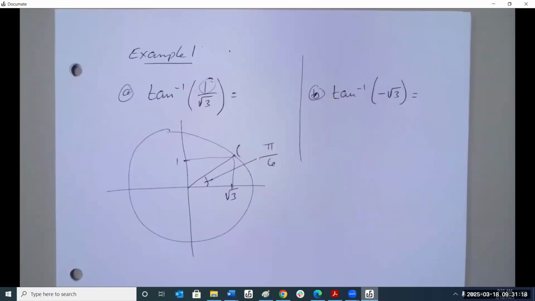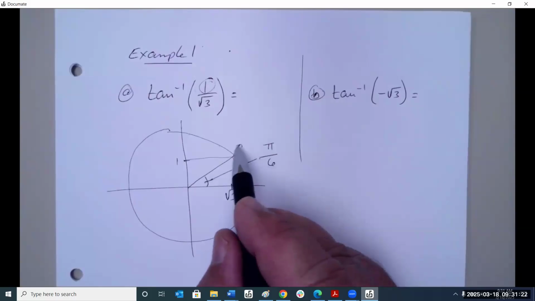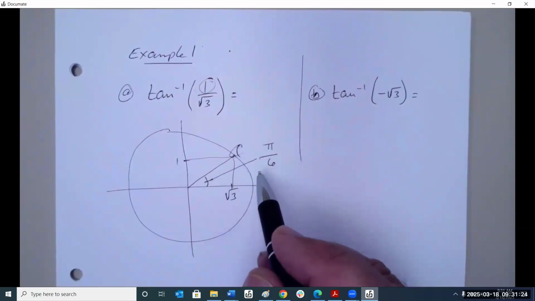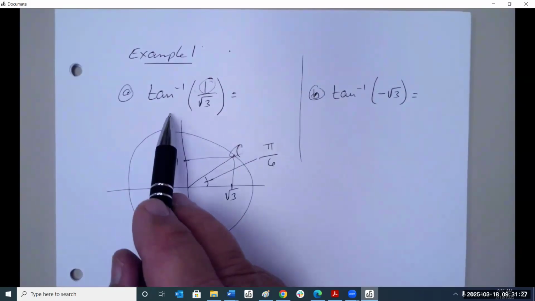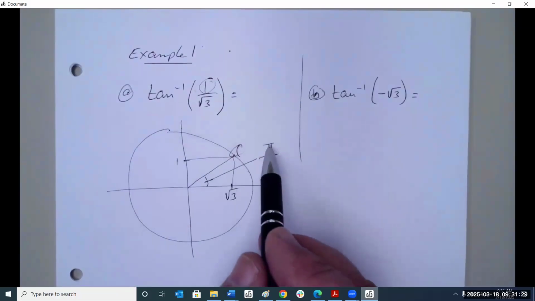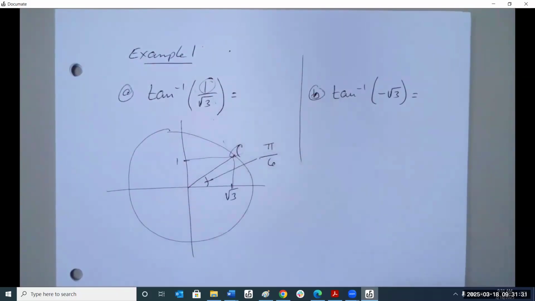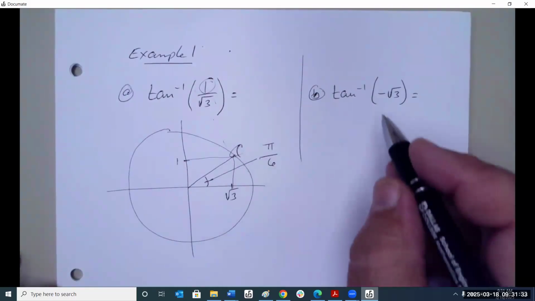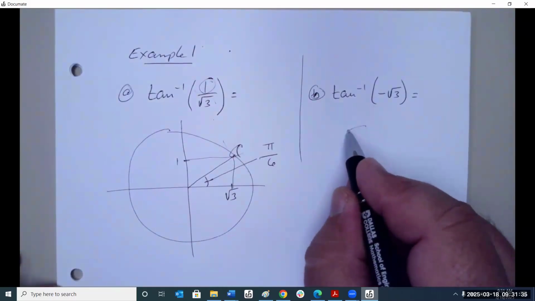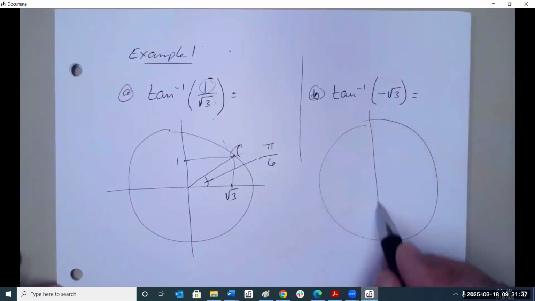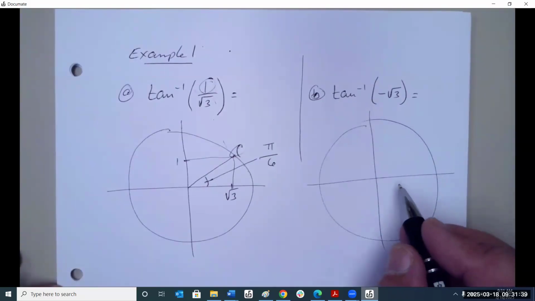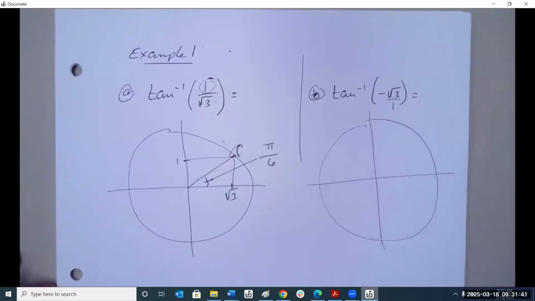The cheat sheets I gave y'all have all that stuff in there. It just breaks it down. So at pi over 6, what is the value of the tangent? What is the sine over cosine? It's 1 over radical 3. In this one, same thing here. Now we're doing a negative angle.